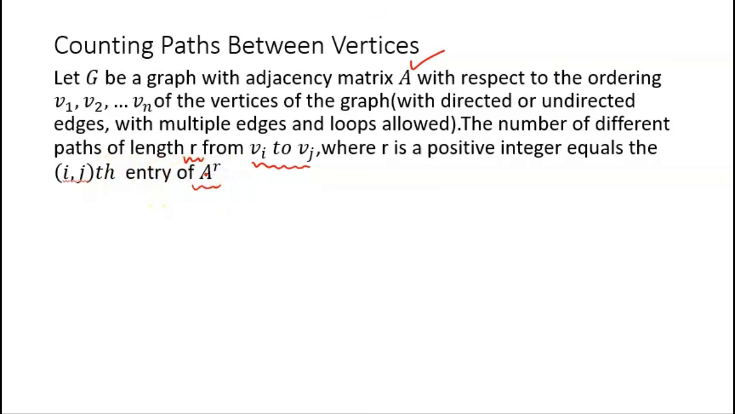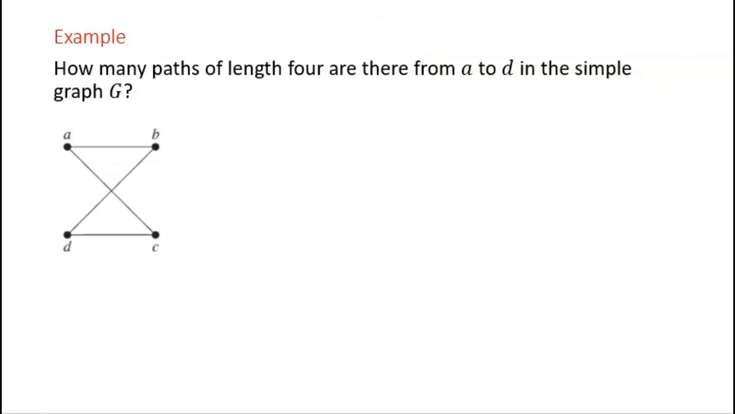Did you get it? If you didn't, let us look at this problem. How many paths of length 4 are there from A to D? This is the question. As I told you, the first thing that I need to do is to write the adjacency matrix corresponding to this graph. And when we are writing the adjacency matrix, we need to order the vertices. Okay, so let us write them in this order.